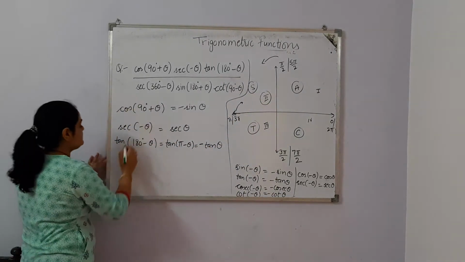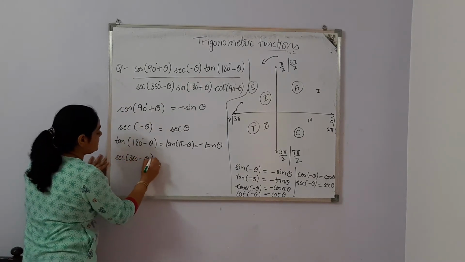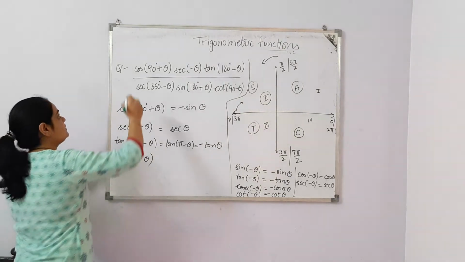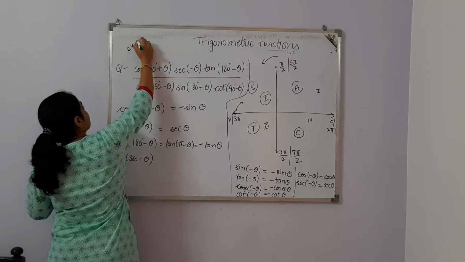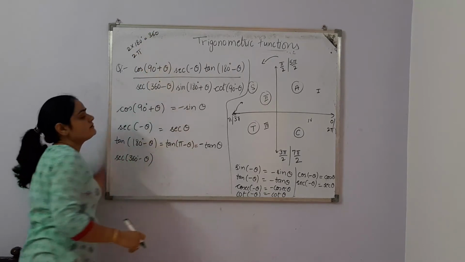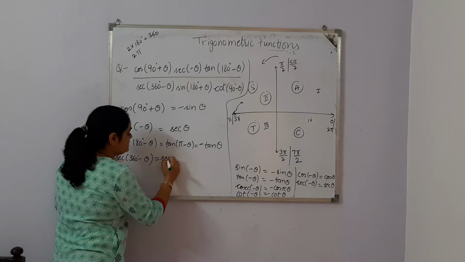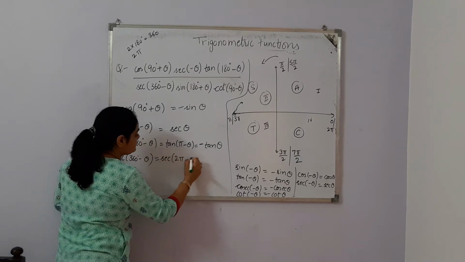Now the next one is secant 360 minus theta. What is 360? Let's say 2 into 180 is 360, and 180 is nothing but pi, so 360 is equal to 2 pi. Can I write secant 2 pi minus theta?